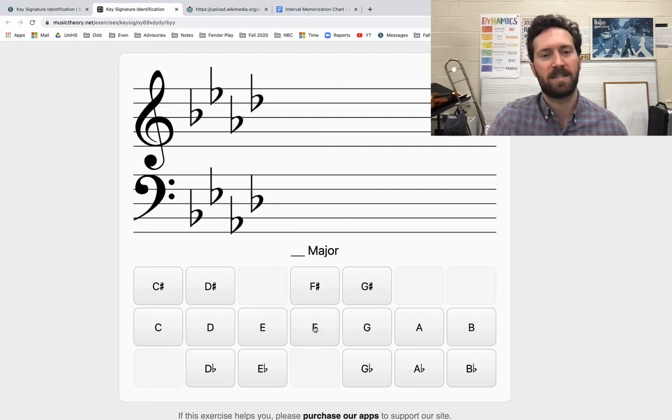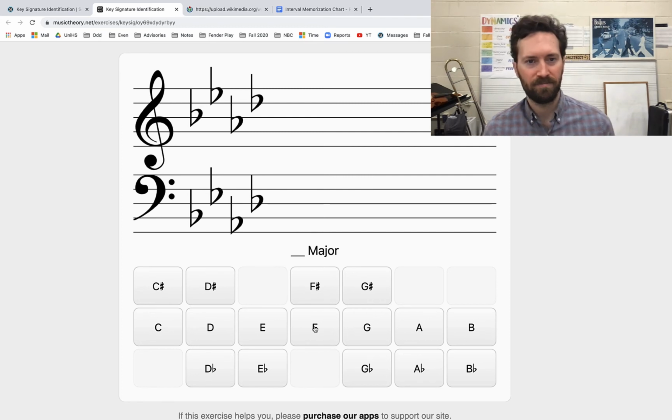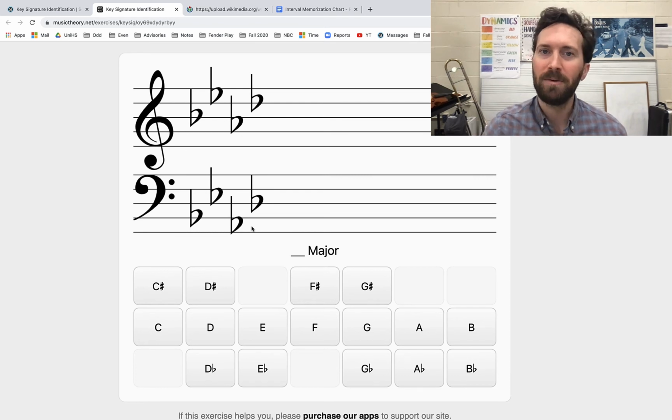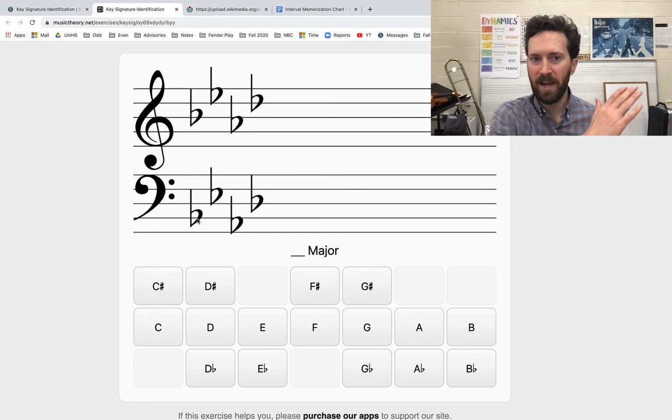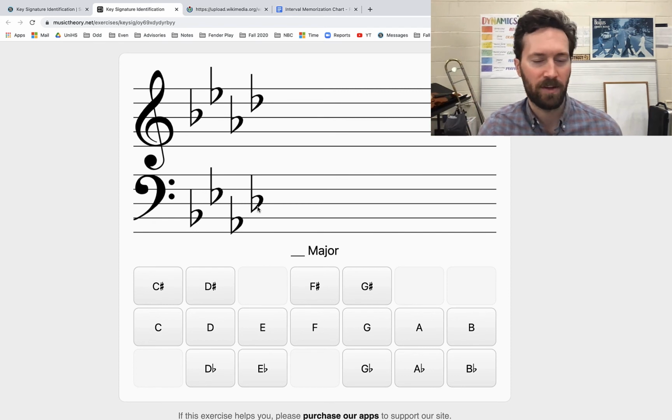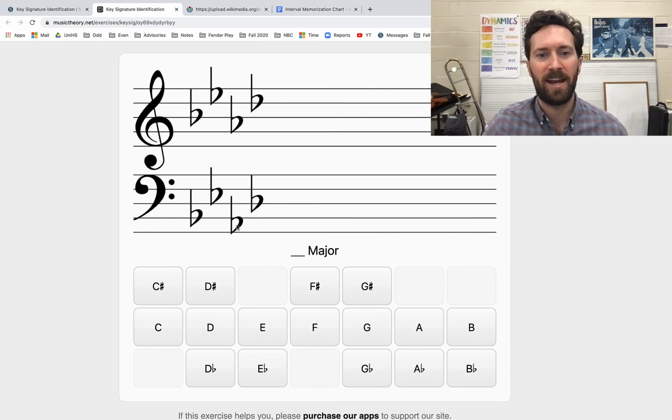Okay, so 4 flats. Here's the trick for learning flats. If you don't have your circle of fifths with you, you just need to look at the penultimate flat. A penultimate is a $20 word, a fancy word for second to last. So if you look at your flats from left to right, B, E, A, D, G, C, F, if it kept going. So B flat, E flat, A flat, D flat. What's the second to last flat? It's A flat.